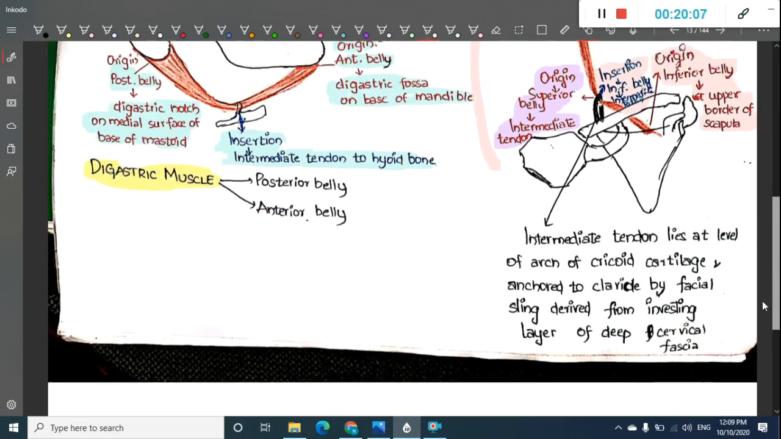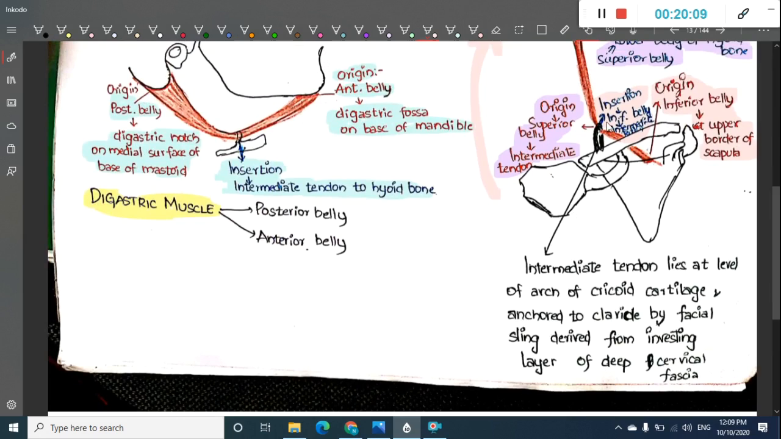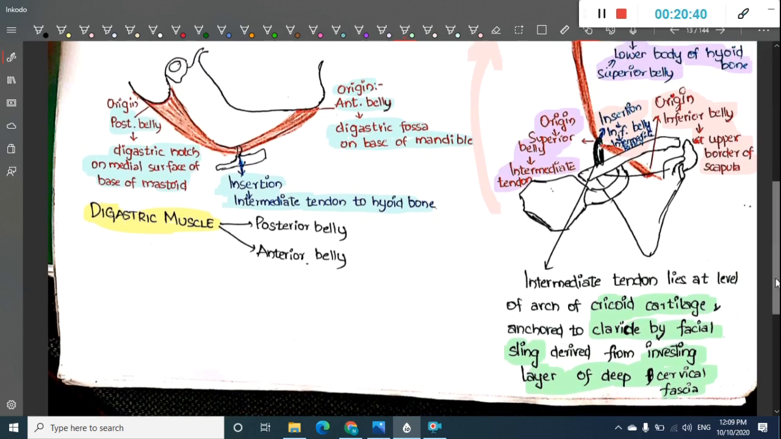Next, where does this intermediate tendon lie? This intermediate tendon lies at the cricoid cartilage and is anchored to the clavicle by a fascial sling. What is this fascial sling derived from? It is derived from the investing layer of deep cervical fascia. So this intermediate tendon lies at the level of the arch of the cricoid cartilage and is anchored to the clavicle by a fascial sling derived from the investing layer of deep cervical fascia.